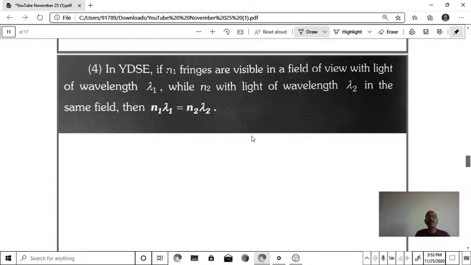In Young's double slit experiment, if N1 fringes are visible in the field of view with light of wavelength lambda 1, and N2 fringes are visible with light of wavelength lambda 2 in the same field, then N1 lambda 1 equals N2 lambda 2, or N1 by N2 equals lambda 2 by lambda 1. So keep this in mind: N1 lambda 1 equals N2 lambda 2.